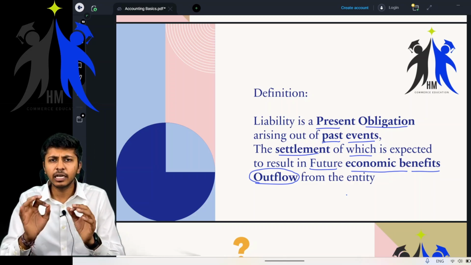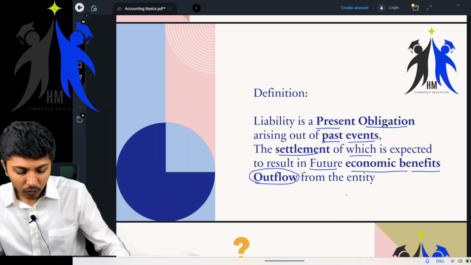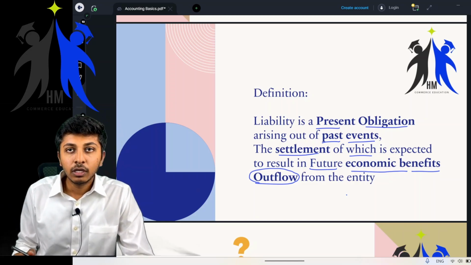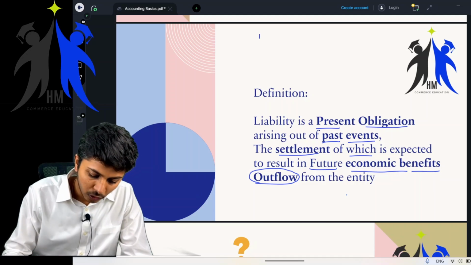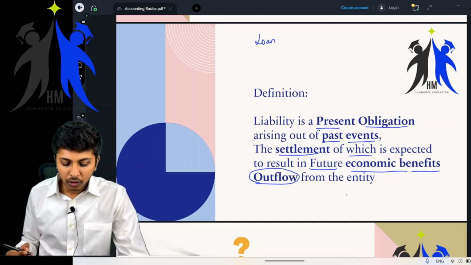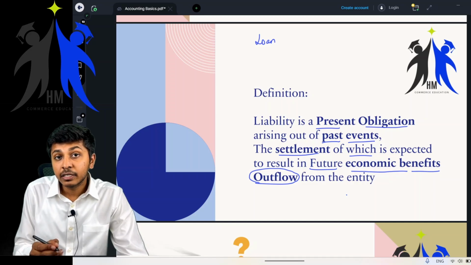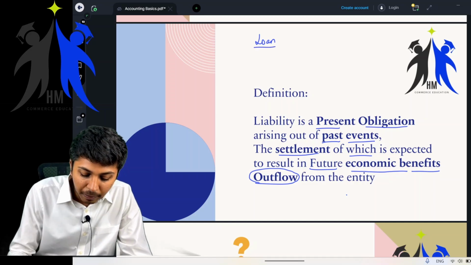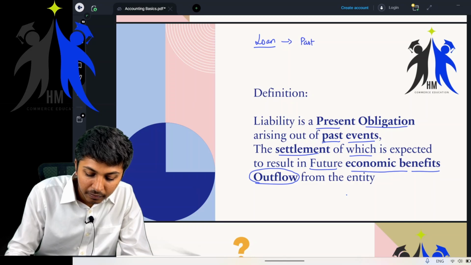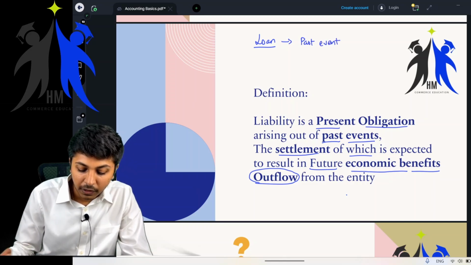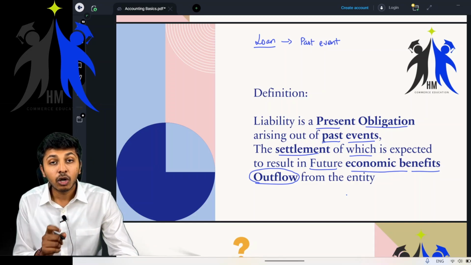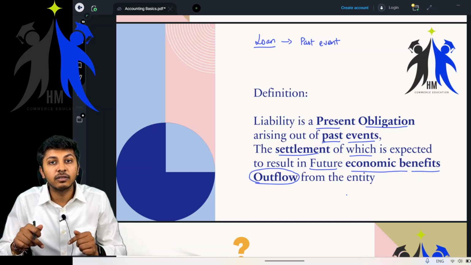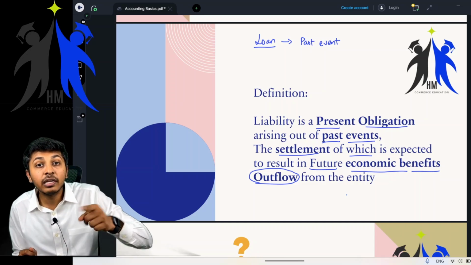Let's take examples. It will be very clear to you. Now, let's take a past example of you took a loan, a business loan to run your business. Very simple. Loan. Now, what is that past event? Taking this loan is the past event. Correct? Now, what is your present obligation? Your present obligation is to clear that loan.